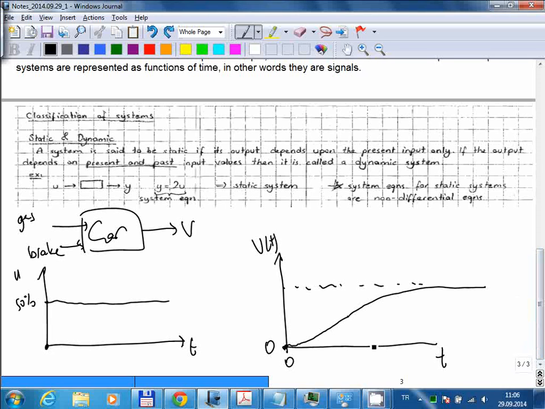Suppose that we freeze the time at this instant. Let me call this T1. At that instant T1, the car has a specific speed, which is V at T1. And the input at T1 is somewhere here. The input is set at, let me call it 0.5, which means the gas pedal is depressed halfway. If you consider another time instant, let me choose this one, call this T2.